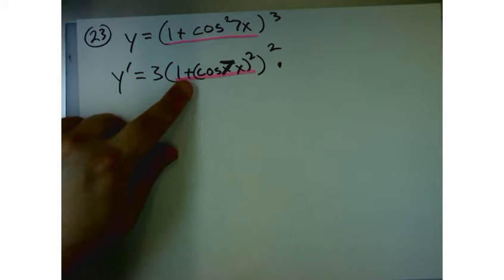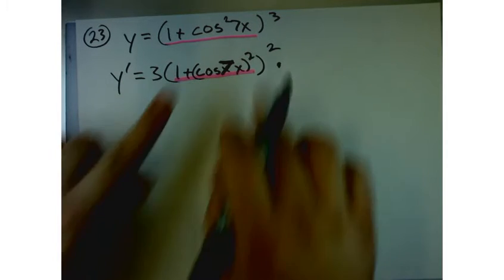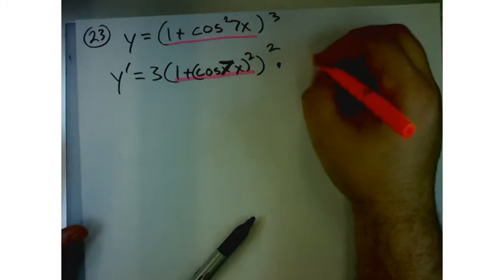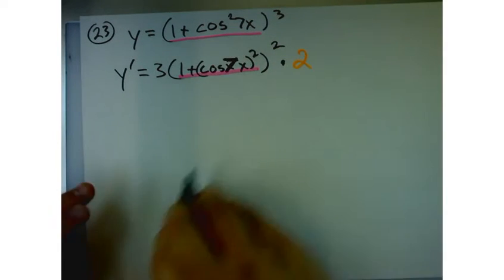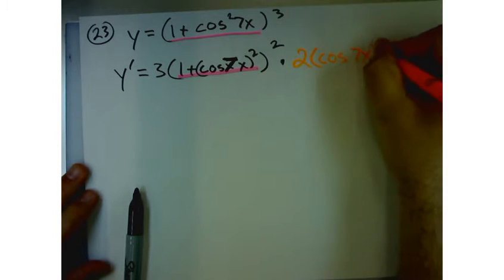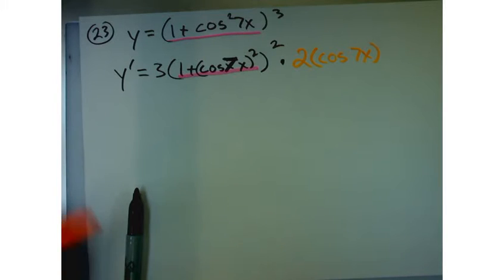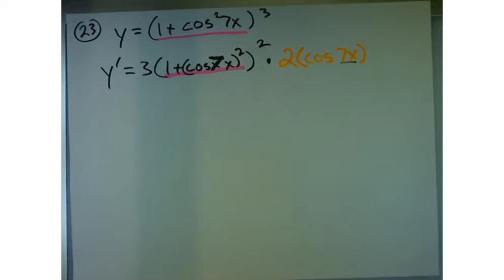Plus, what's the derivative of stuff squared? Well, hold on, wait a second. I have to toss the 2 to the front, and now my stuff on the inside is going to be cosine of 7x. Right? Okay. Now I'm not quite done because I still have some more stuff that needs to be derived. What is the derivative of 7x? 7. So now I've got 3 times 2.